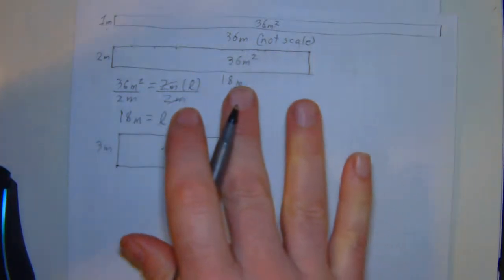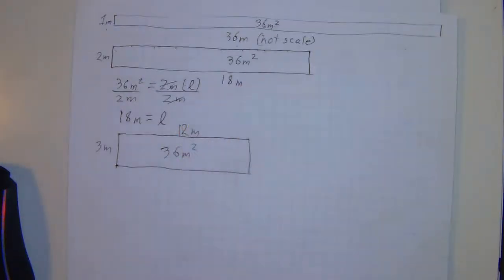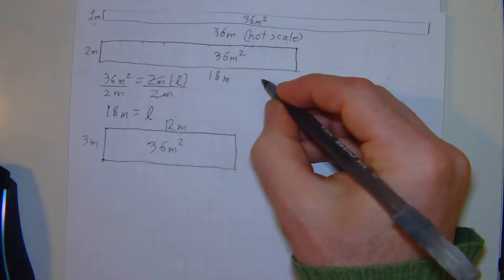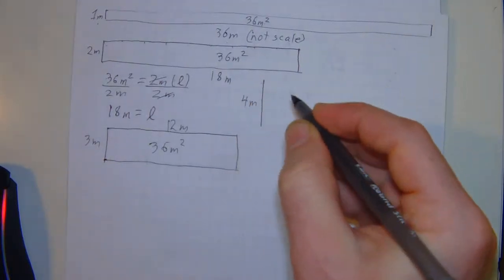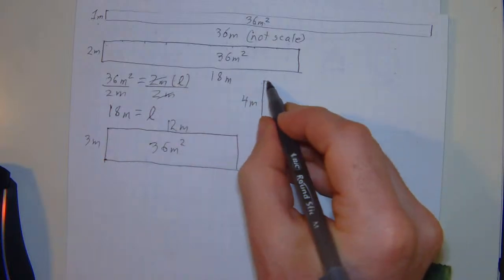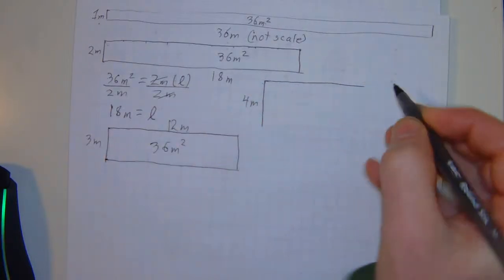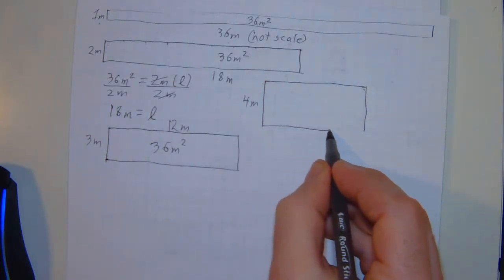And then, this blurriness is bugging me. All right. For 4 meters, do it up here. 1, 2, 3, 4. Well, 36 divided by 4 is 9. So there's 3, 6, 9.